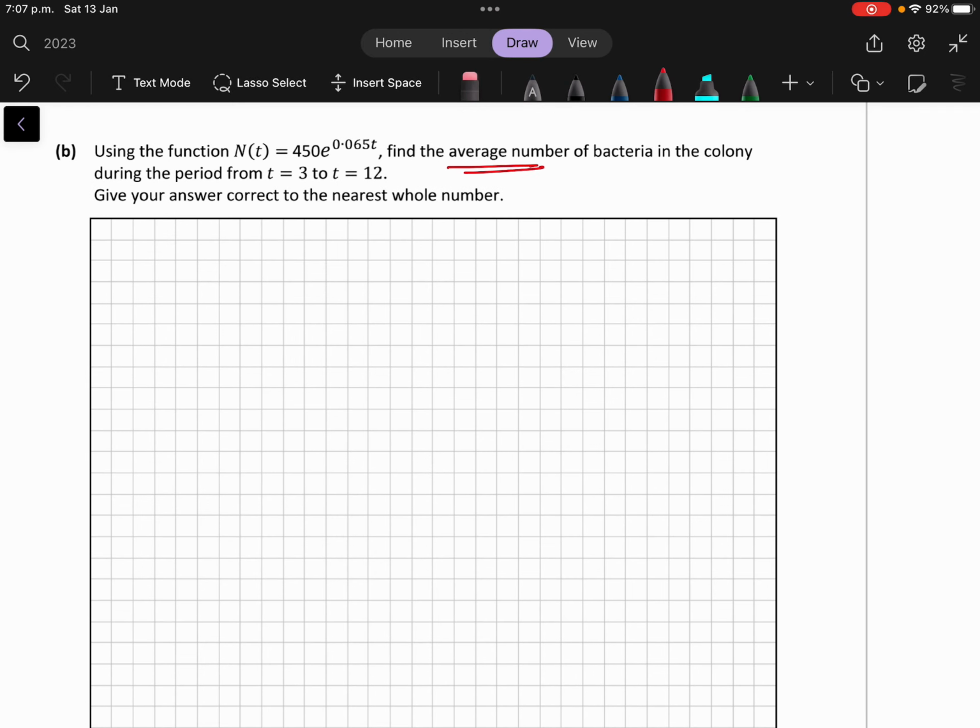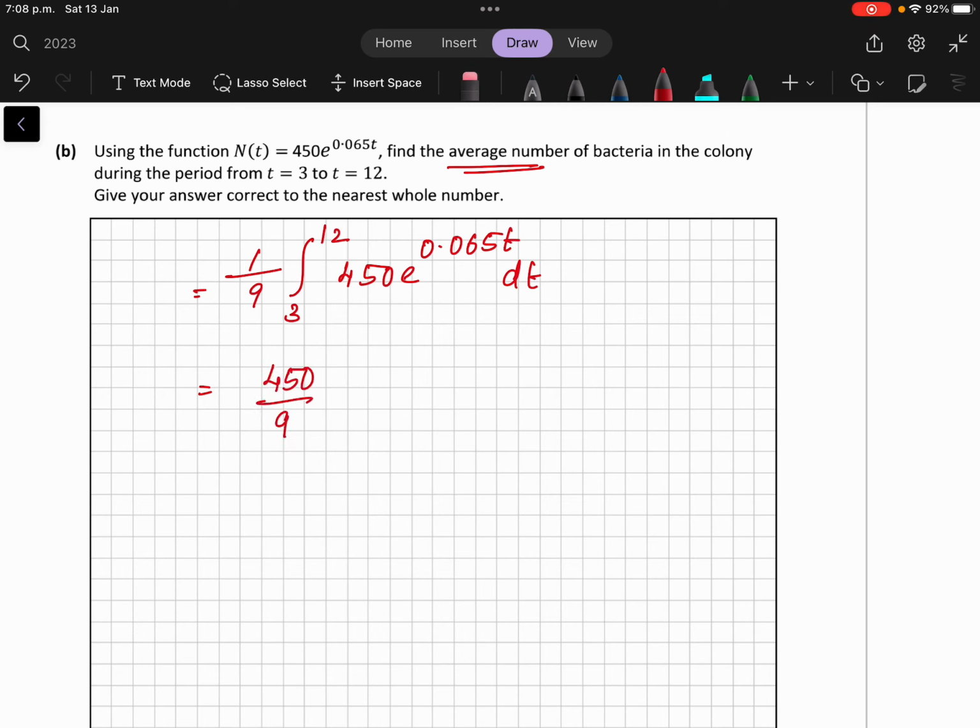And in this average, if you need to find the average, we know that it is 1 by b minus a, so 1 by 9, and integrate. Average is integration, so it is 450 e to the power of 0.065 t dt, and that is equal to 1 over 9. Sorry, 450. You can just write 450 here because 450 is the constant and you can take that out.